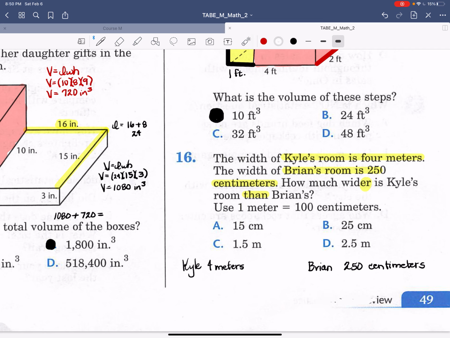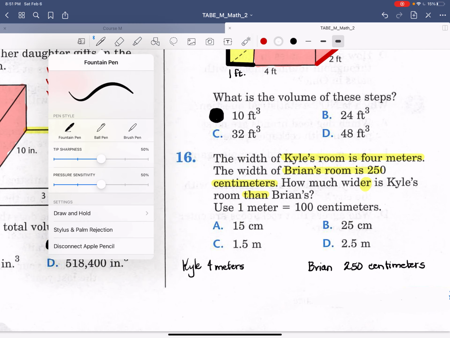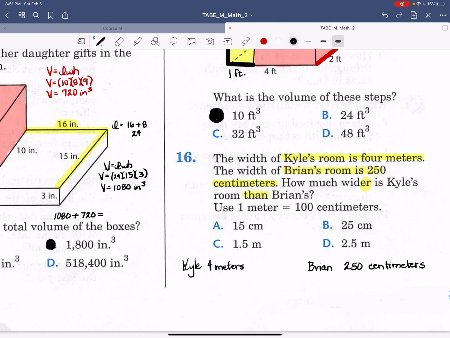So let me white this out so that I can use this space to write on. And we will do both of these conversions because it's good practice. You don't have to. You could do either one. But for Kyle's room, I'm going to do a proportion because that is definitely how I choose to do these. And we are converting centimeters and meters. So meter and centimeter. And they tell us there that 1 meter is 100 centimeters.